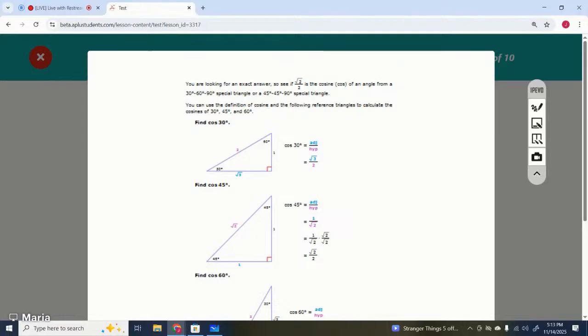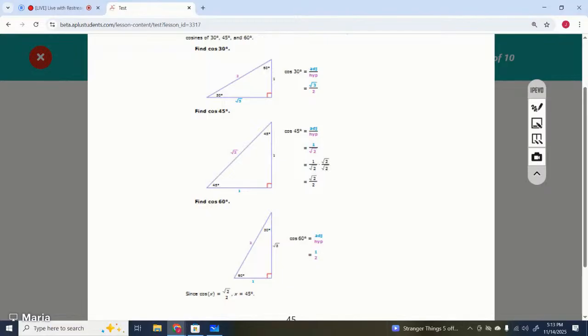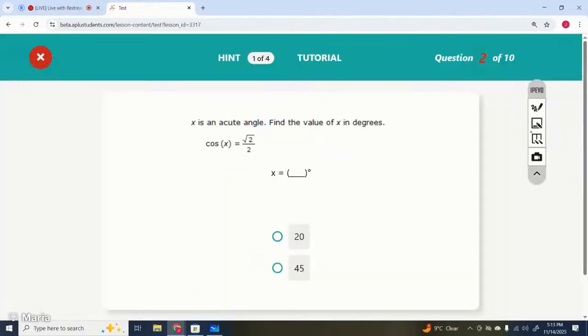So we need to form the triangle that is 45, 45 and 90 degrees, right? So you can see cos of 45 is equal to square root 2 over 2. So the correct option is cos 45 degrees.